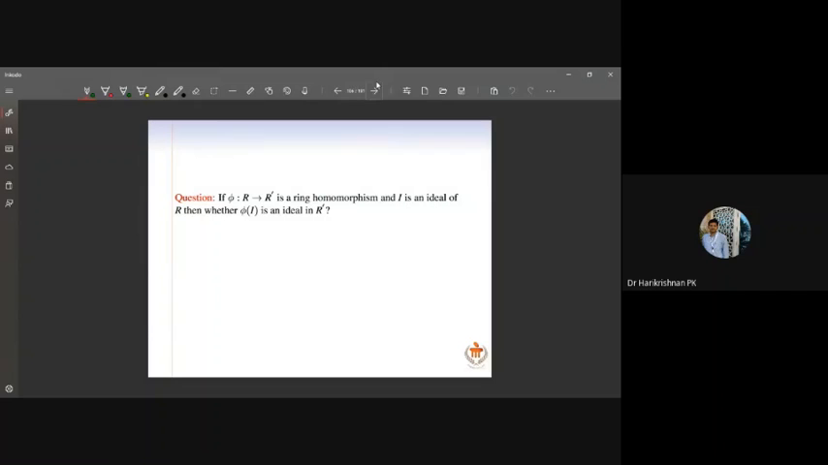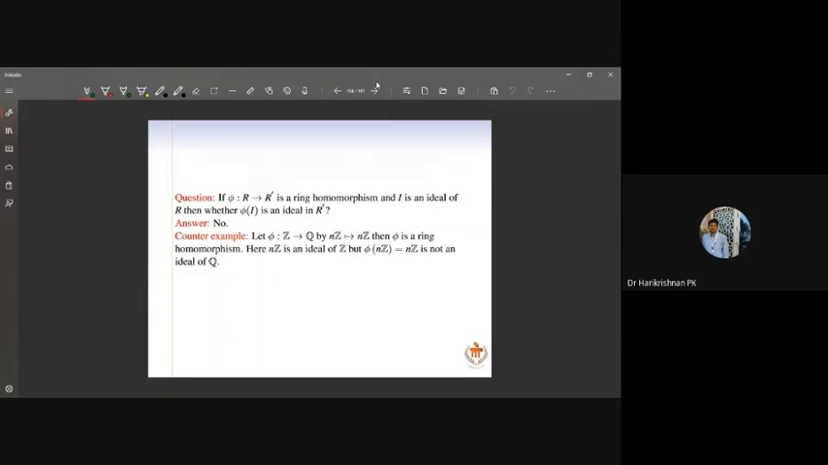The next question is, if you have a ring homomorphism phi from R to R dash and I is an ideal of R, can you tell that phi of I is an ideal in R dash? That is the question. The answer is no. Why? Take this counterexample.